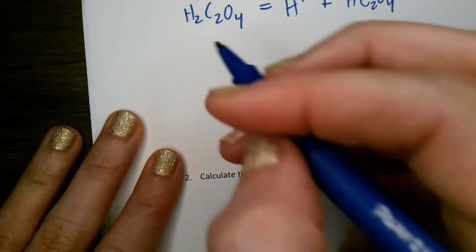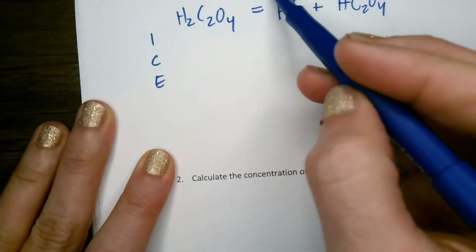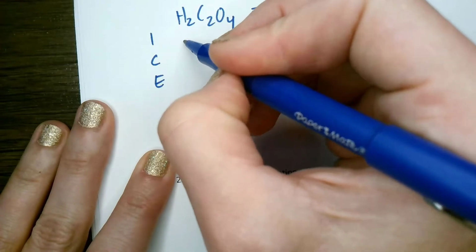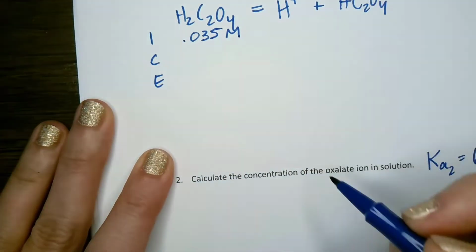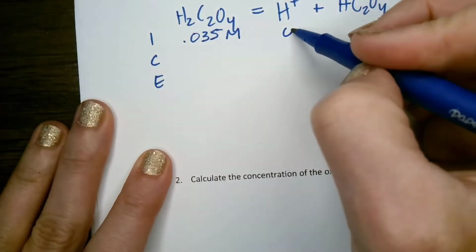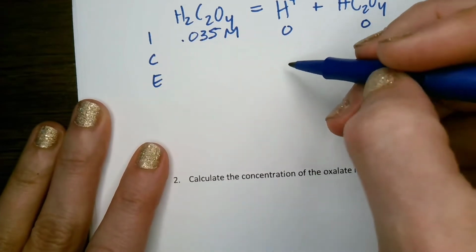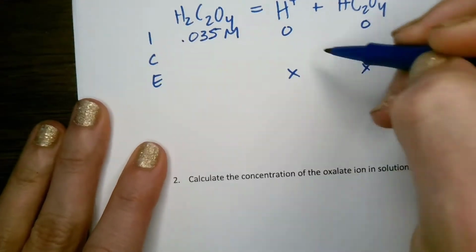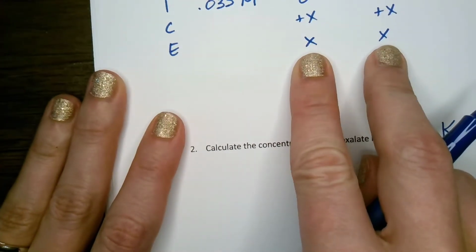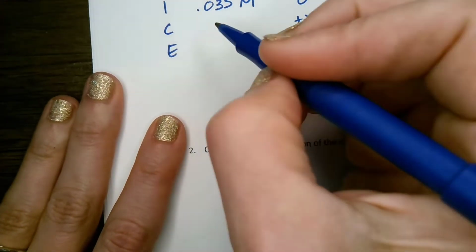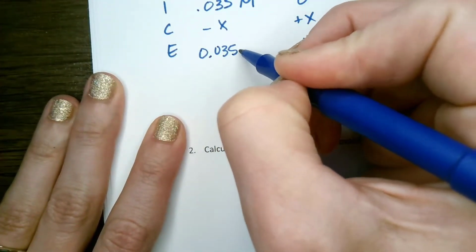And then let's make our ICE chart here, where we were told our initial concentration was 0.035. And of course, we know that we have none of our initial product here. We know that we're going to gain, so we have plus x for our concentrations here. And of course, this will be a minus x. So we would have 0.035 minus x.